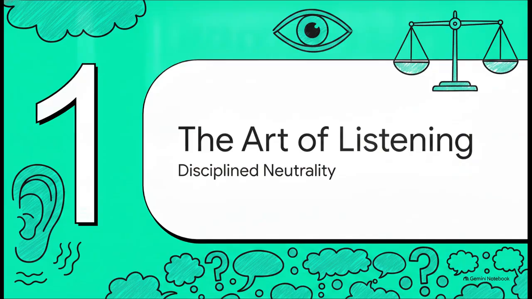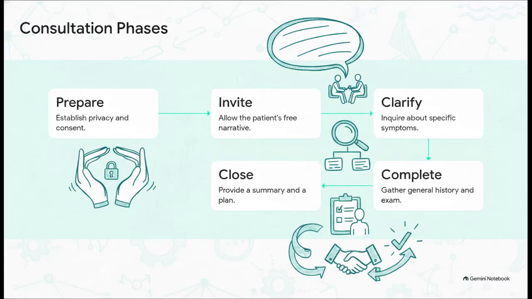The art of listening. According to the course material, a complete consultation actually has a really strict rhythm to it. It has to move through these 5 deliberate phases. You start with preparation. You invite the patient to share their free narrative. Then you clarify specific symptoms, complete the general history, and finally, close it all out with a summary. And this structure? It's completely intentional. It's designed to ensure you get the whole picture without ever turning the interview into an interrogation.